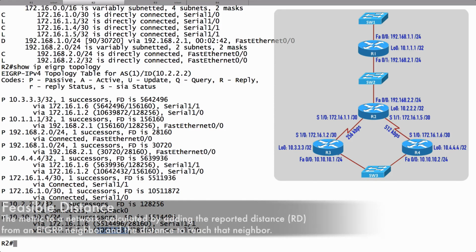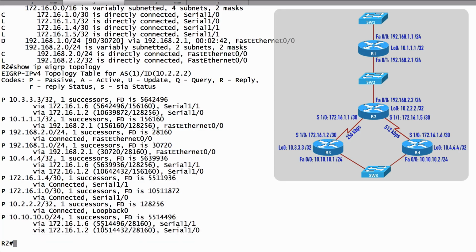These numbers are the feasible distances to the 10.10.10.0/24 network. And by default, EIGRP is going to go with the least feasible distance, which in this case is going to be about 5.5 million as opposed to 10.5 million. What made the difference? Well, if you notice in the topology on screen, we've got a 512K link between R2 and R4, and we've got a 256K link between R2 and R3. So the path via R4 has a lower metric, and as a result, that's the one we choose.